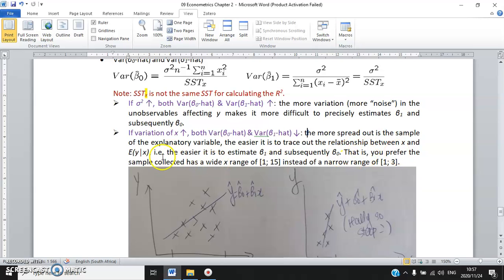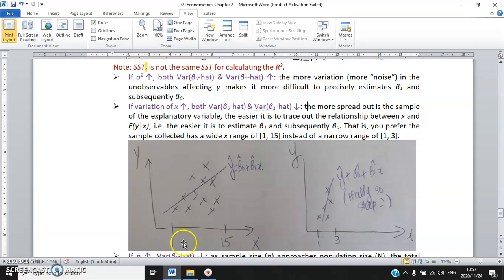In other words, I would prefer the sample collected has a wider range of x, let's say from 1 to 15 instead of the narrower range 1 to 3. So graphically it looks as follows. I prefer this wider range of x. Then I can more precisely estimate the relationship between x and y. But if x has such a narrow range, as in the second graphical sketch, only from 1 to 3, then it is hard to precisely estimate the relationship, especially the slope. Here, do you really think the slope is that steep?